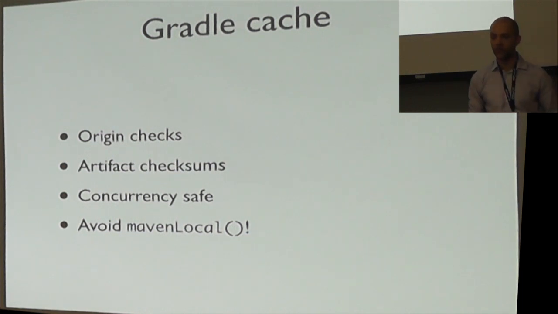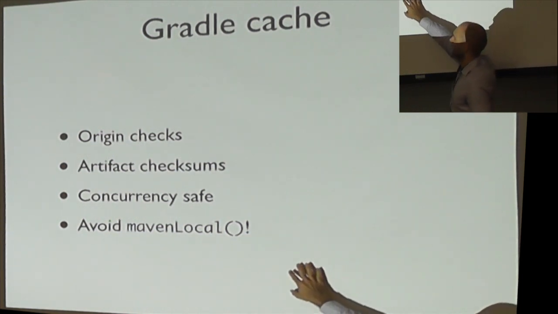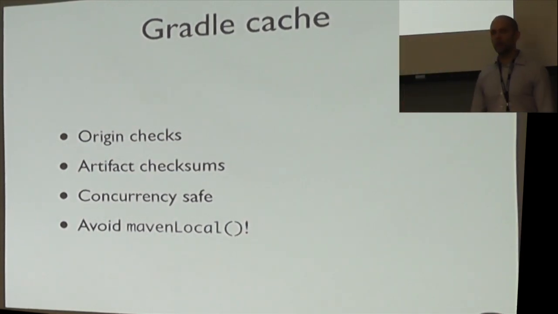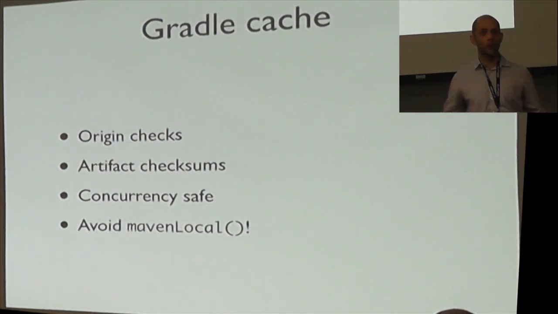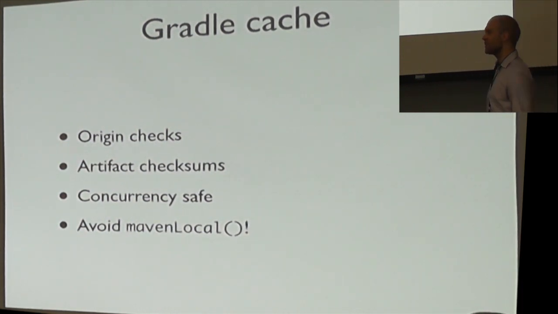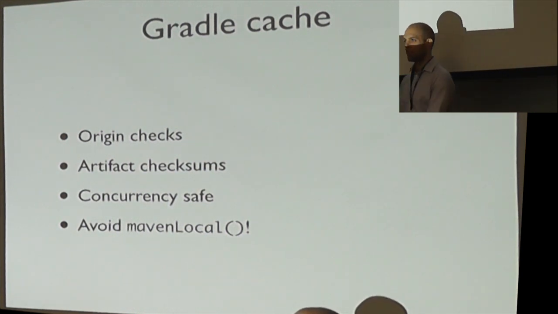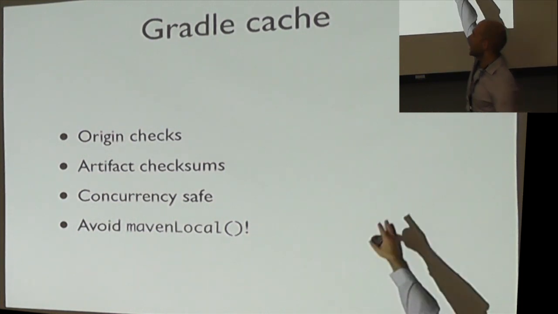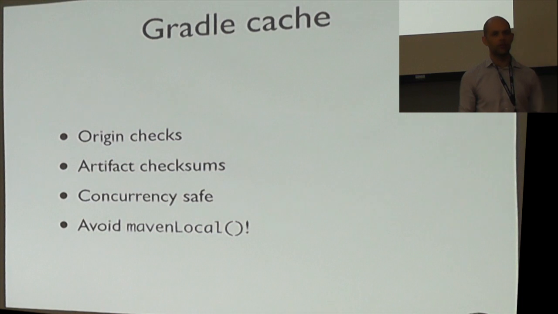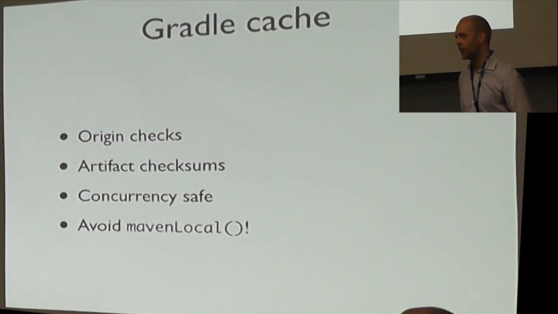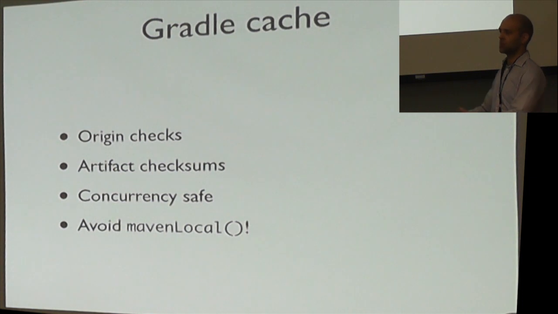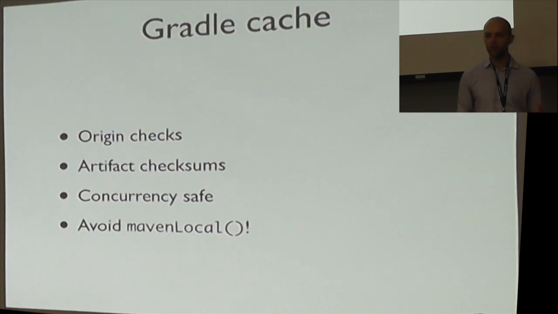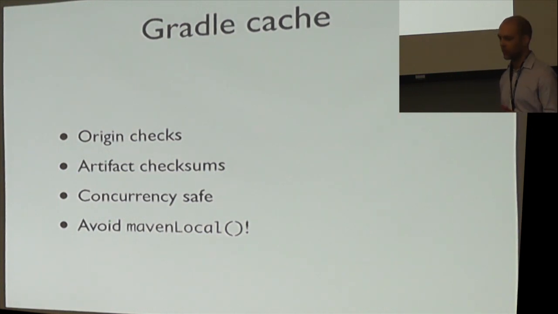It's also concurrency safe. You can always specify Maven local as a place to get your binaries from. Don't do it unless you know what you're doing. Or actually, just don't do it. Don't do it unless you really, really have to. Possibly integrating with Maven is one reason. But because the Maven cache has none of this, it's very easy to run into the same problems that we're trying to eliminate. You will still get the "it works for me", just because accidentally you've got a binary in your local Maven cache. Okay? So Maven local should be avoided like the plague, unless there's a very, very good reason.